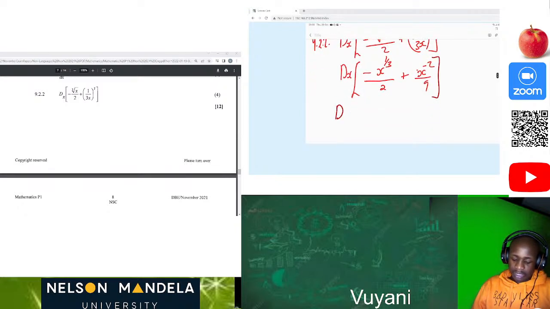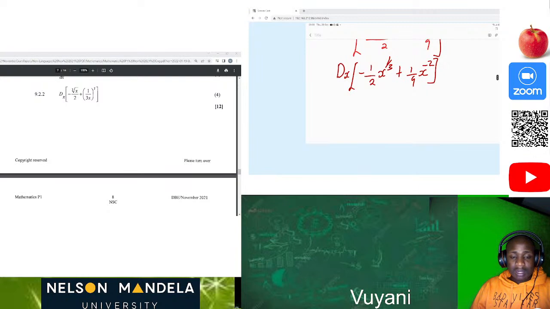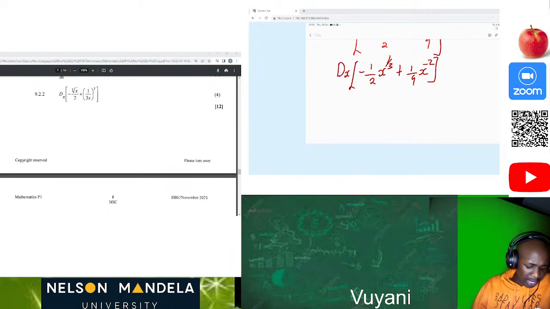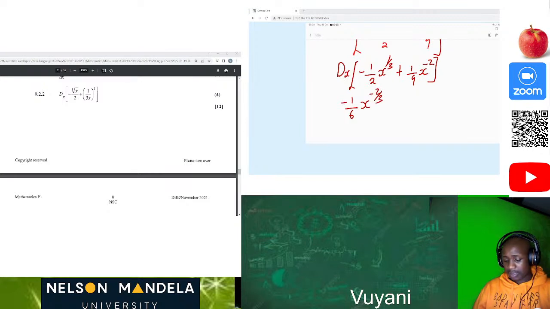So we have dy over dx equal to negative 1 over 2 x to the power 1 over 3 plus 1 over 9 x to the power negative 2. Now we can apply the power rule. 1 over 3 multiplied by negative 1 over 2 is negative 1 over 6 x to the power 1 over 3 minus 1, which gives negative 2 over 3. Then negative 2 multiplied by 1 over 9 is negative 2 over 9 x to the power negative 2 minus 1, which gives negative 3.